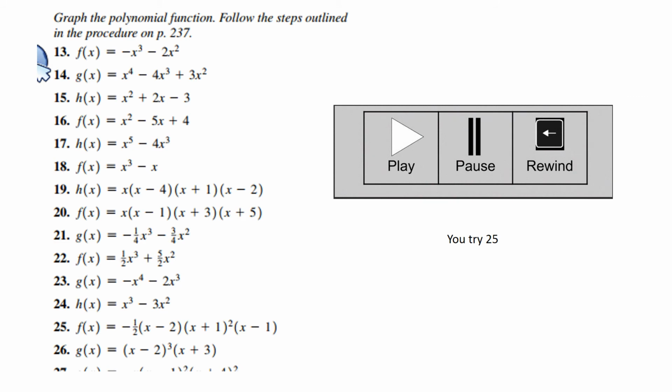I'm going to ask you to do another one. Why don't you do problem number 25? It is down here. This one is already factored completely for you. So pause this, do your work, and come back and see what the solution is. Pause now. And I am back.